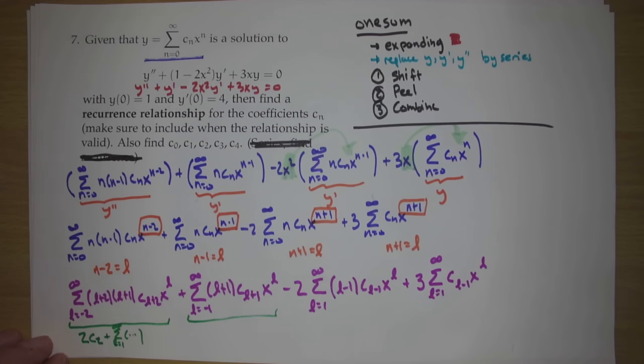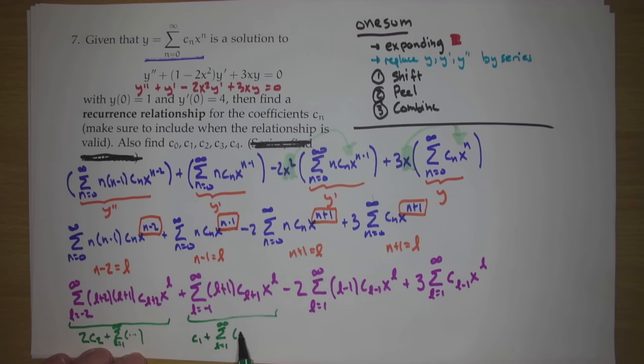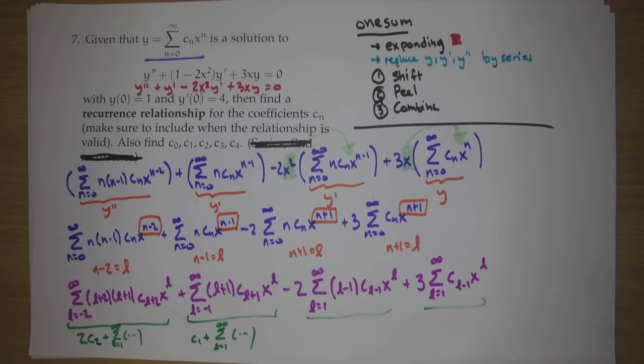For this term, plug in -1, what do you get? 0. Plug in 0, you don't get 0. You get 1, C1. So you get C1 plus other stuff. And then these are fine. We don't have to do anything. All right, so we're a lot closer than you think. We've figured out how much we have to peel.